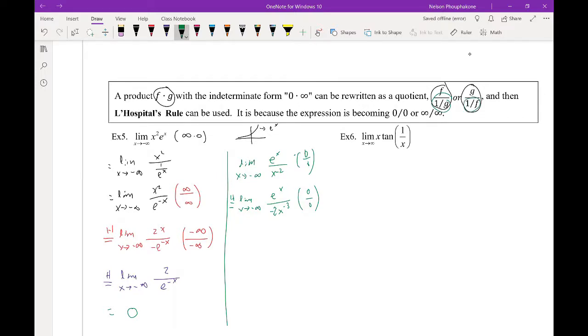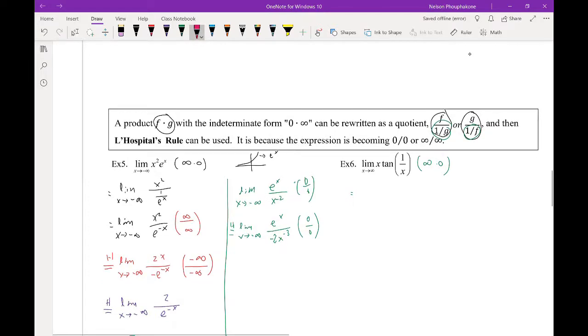Okay. And now, how about this one right here? Okay. So again, to this one, we will have infinity multiplied by tangent of 0, which is 0, right? Again, indeterminate form. So to this one right here, what I'm going to do is rewrite this into something like tangent of 1 over x all over 1 over x. So if this is the case, then I will have 0 over 0 now.